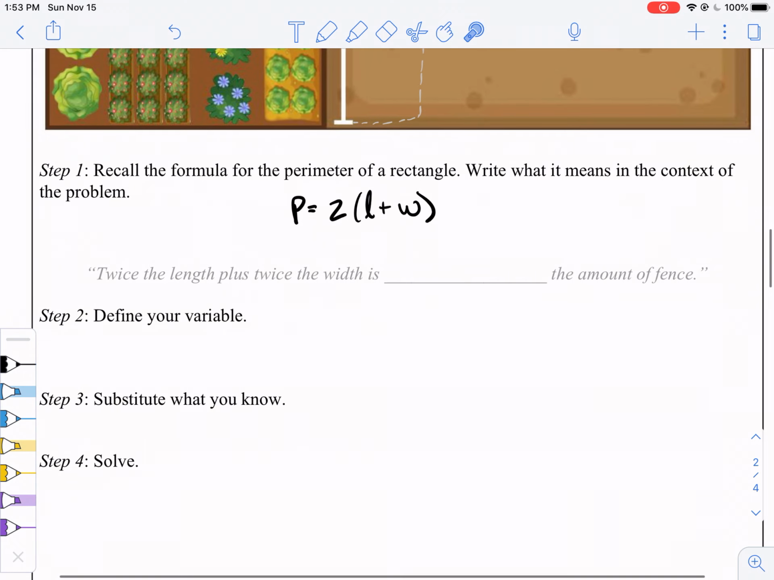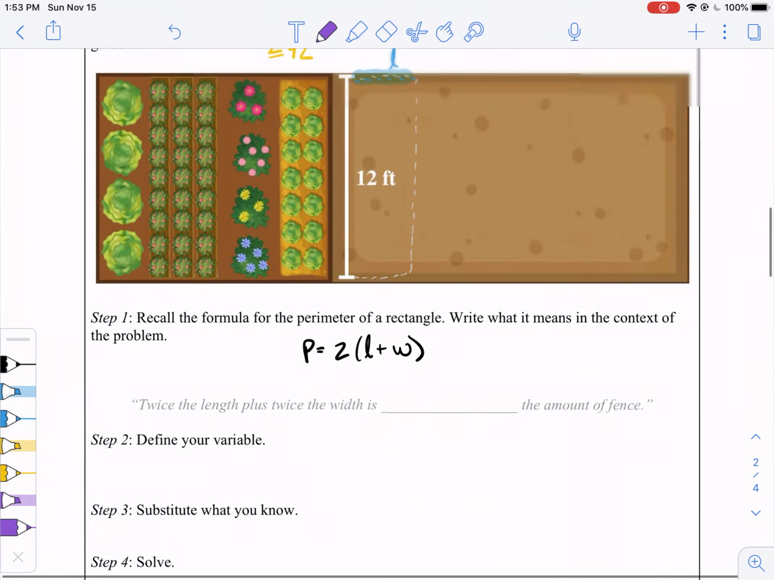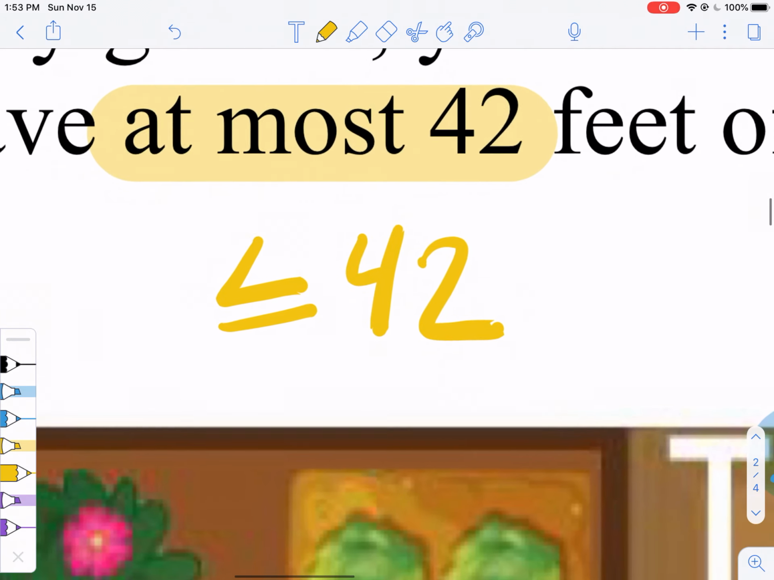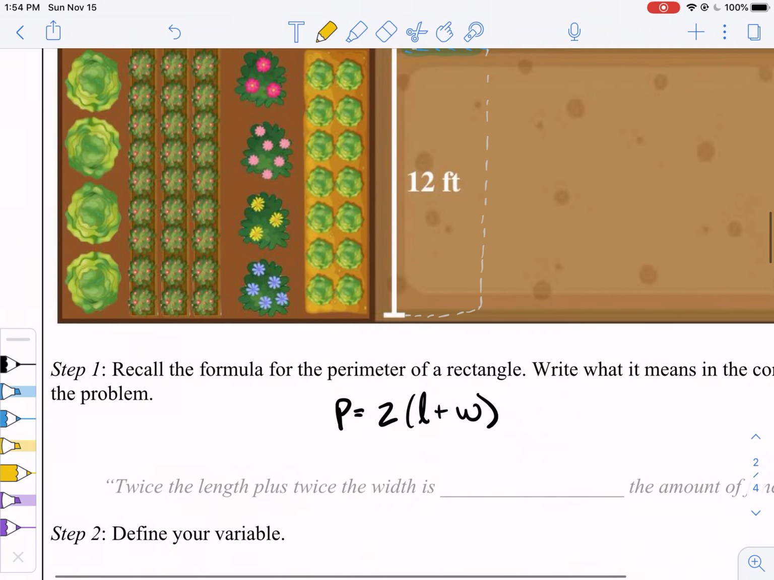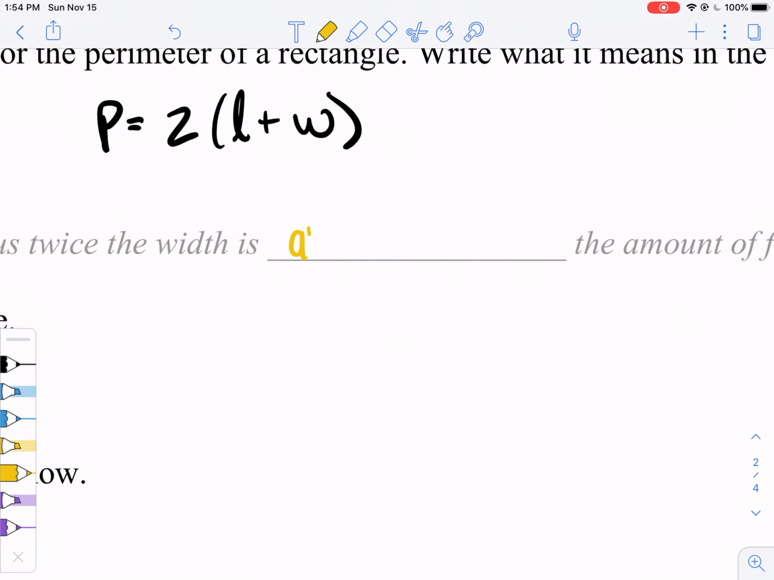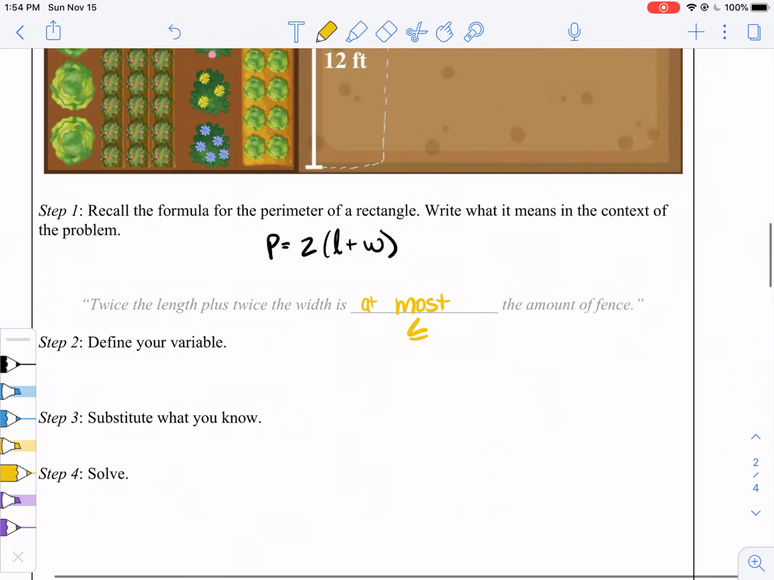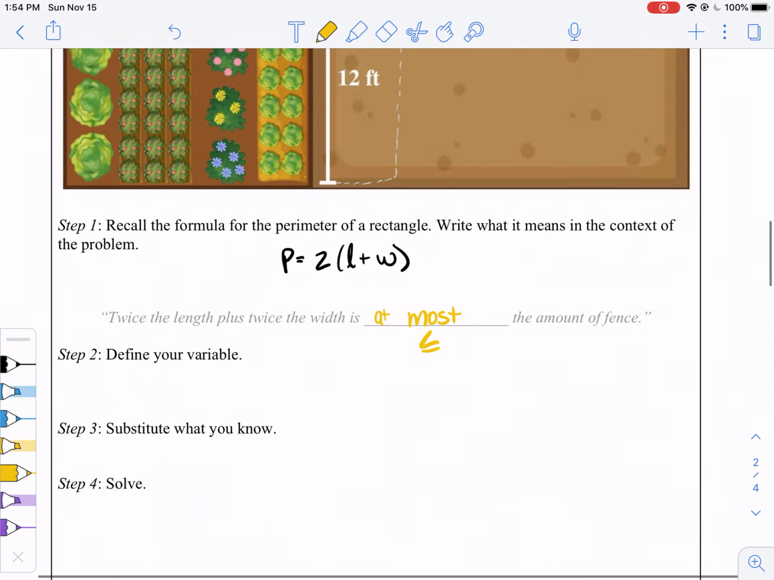So in this sense, the perimeter is going to be twice the length of the garden plus twice the width of the garden, and that's going to be at most, because up here we said the fencing needs to go up to at most 42 feet. So twice the length plus twice the width is going to be at most, at greatest, the amount of fence, giving us our less than or equal to symbol. So let's let L, we already said that, L is going to be the length of the garden.